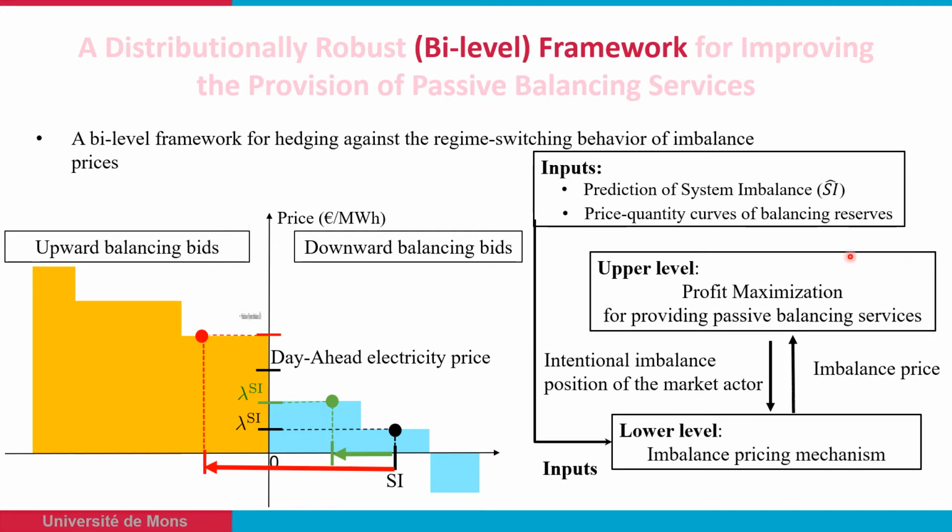And to take into account this regime-switching behavior of the imbalance price, we rely on a bi-level methodology, where the upper level maximizes the profit of the market actor that provides passive balancing services, and the lower level problem simulates the imbalance pricing mechanism.